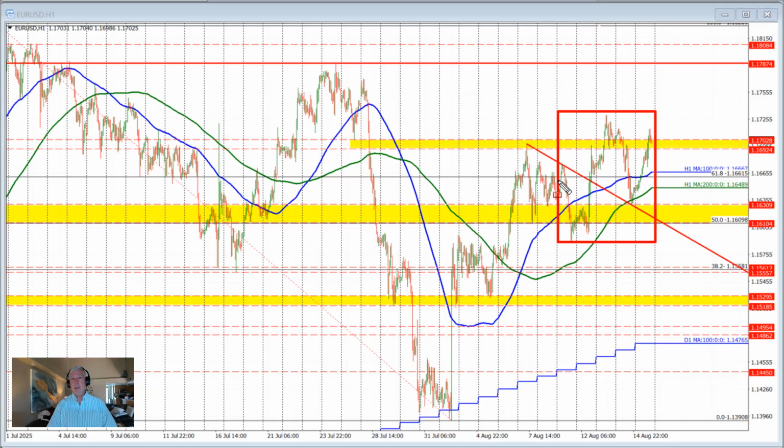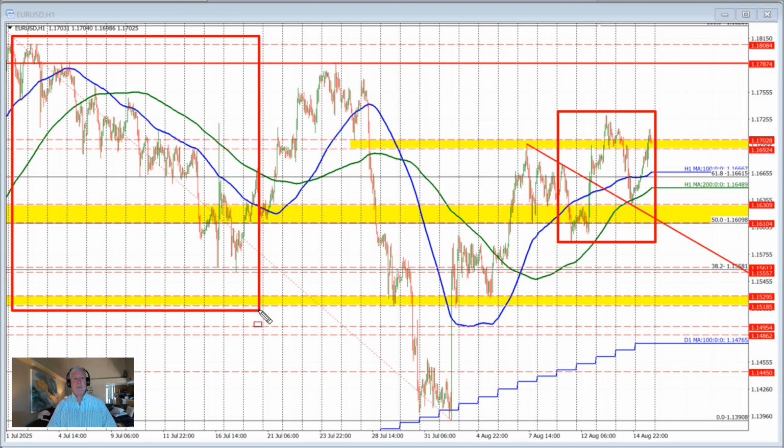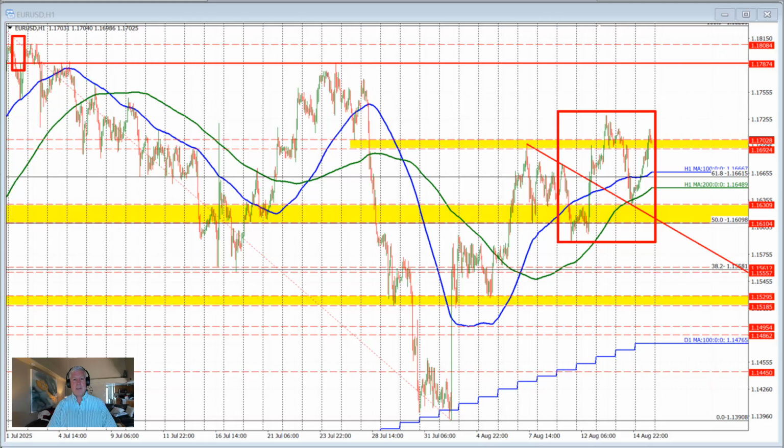Monday's trade. The initial move was to the downside that took the price below the 100-hour moving average, and then down through this swing area and the 50% retracement of the move down from the July high, if I get that right, the July high back here to the low price that we saw in the first week of August. That 50% retracement came in at 1.16098, and you can see the price fell below that level, fell below the swing area, and tried to stay below that level, keeping the pressure on.